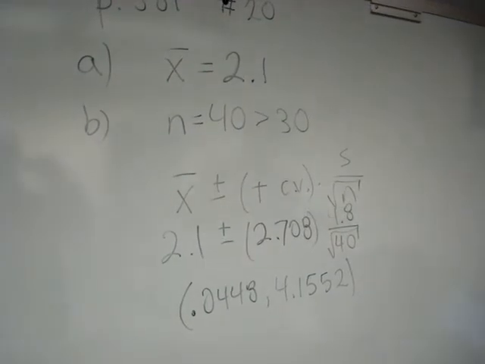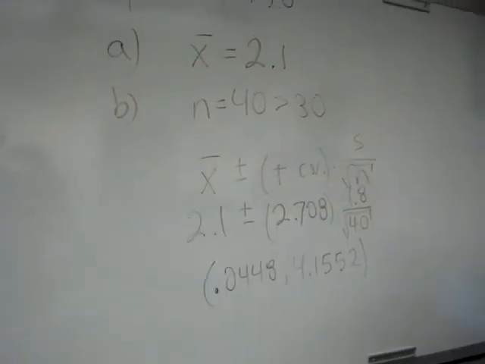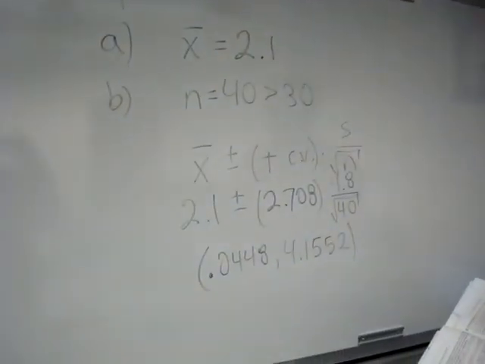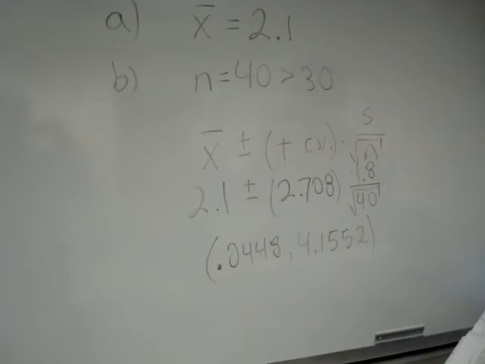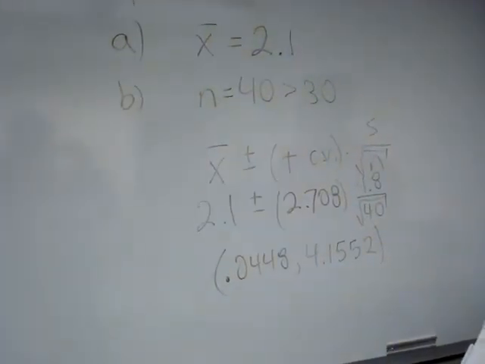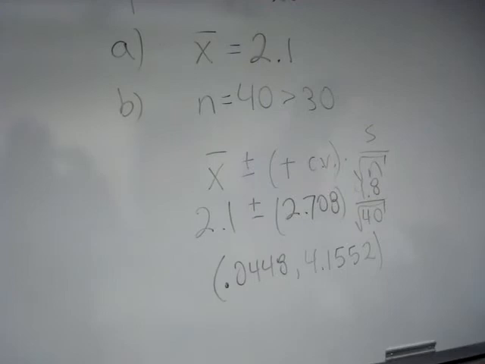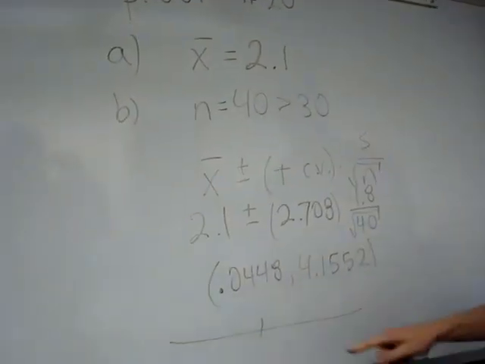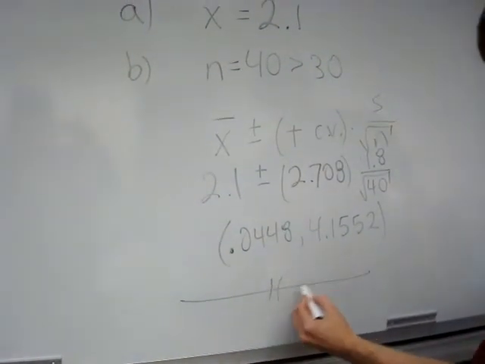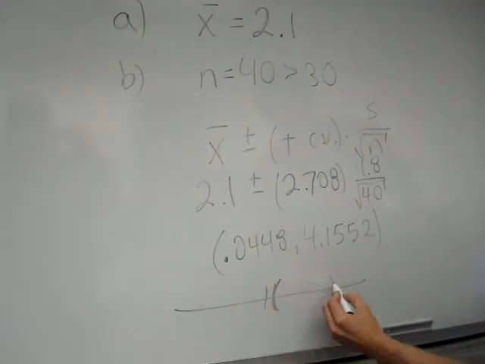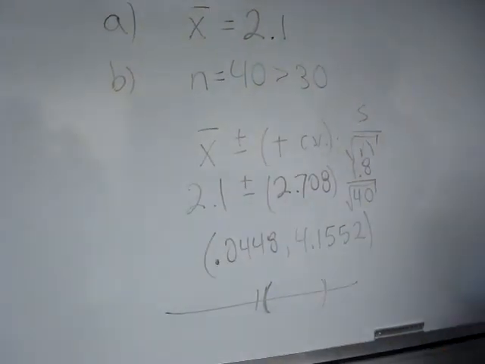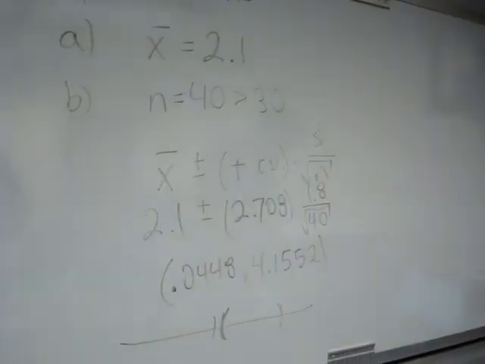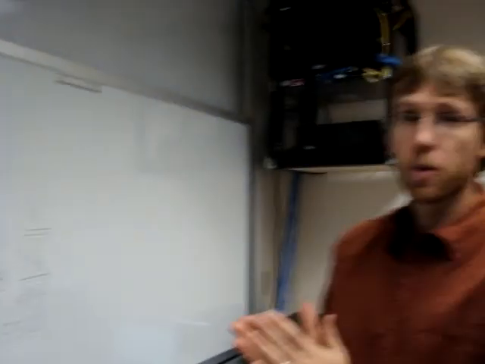Part C asks, does the Atkins program appear to be effective? For a diet to be effective, I think people would typically say, if you can show that it actually has a true average weight loss, it would be effective. So you draw a little picture like this. 0 means you don't gain or lose any weight. Our interval is from here to here. Since our interval is entirely above 0, we would say this diet seems to be effective. So that is problem 20 on page 381. Thank you.